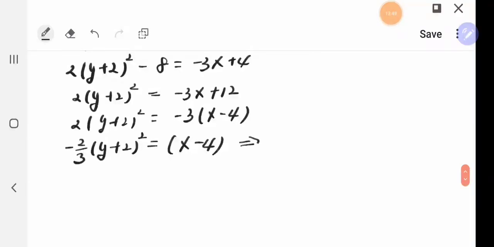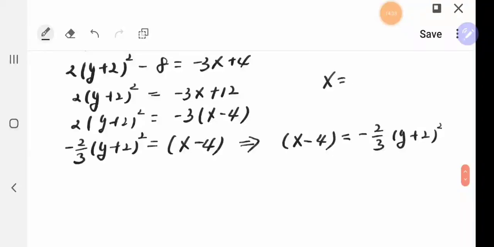Then if you rewrite this, the left hand side is the x term, the right hand side is negative 2/3 times (y plus 2) squared. Now I want to write this one in the form of this: x is equal to 1 over 4p y squared. This is what we want to write.